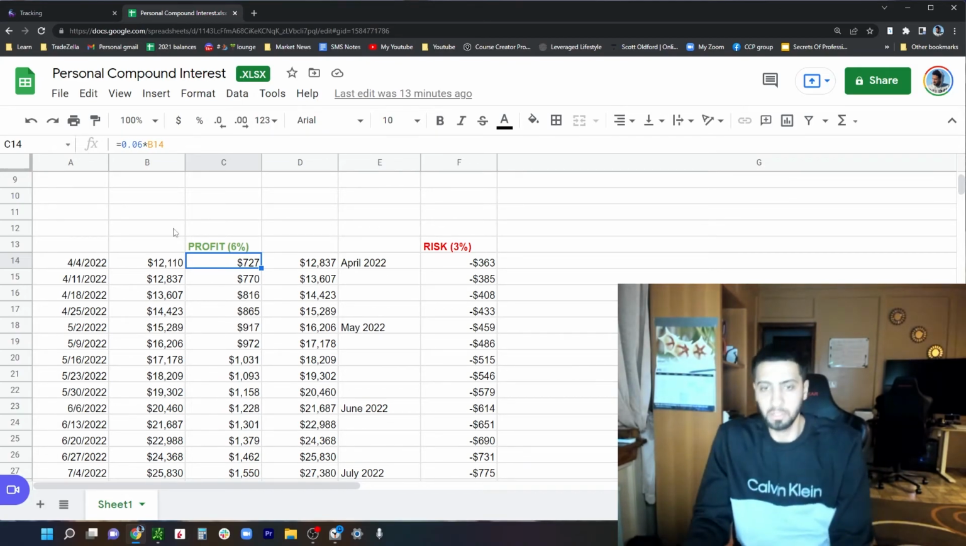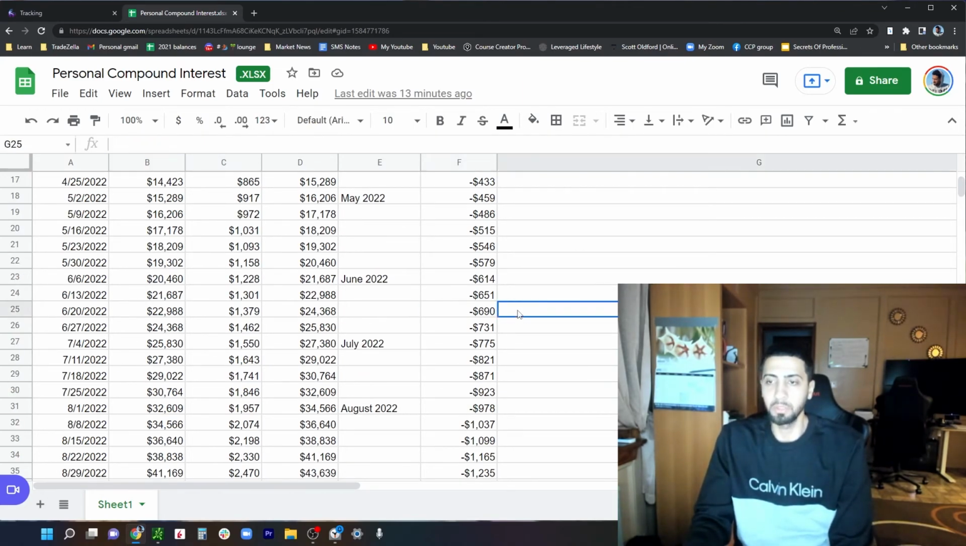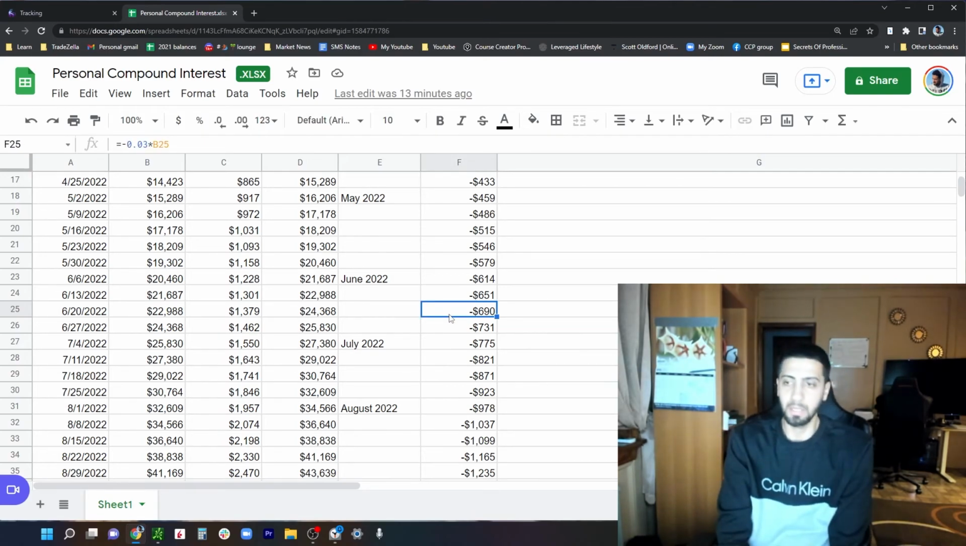And just to give you a quick example how I would use this in the future, let's say the account's at 22 at one point. My max loss for that week would be 690, right? Ideally. And yeah, that's pretty much it.